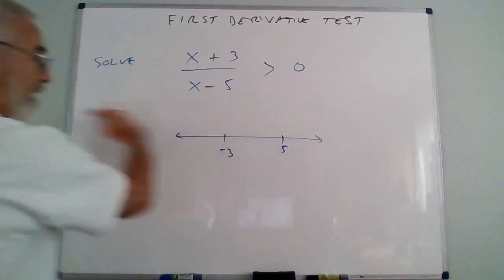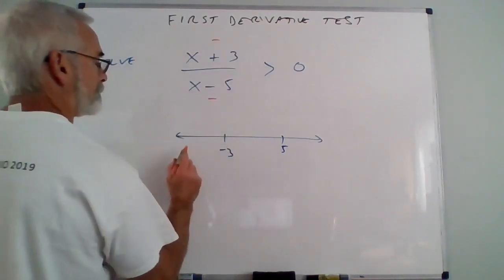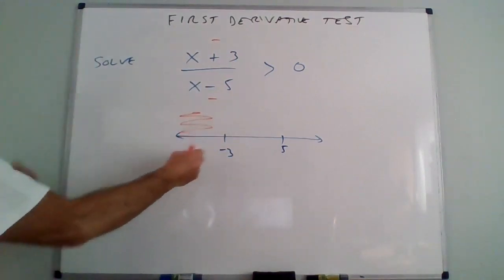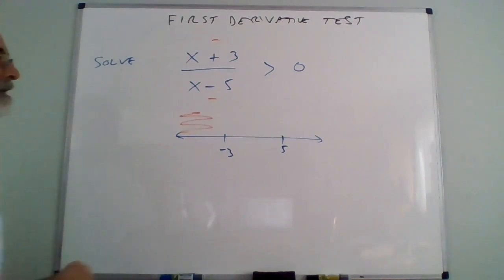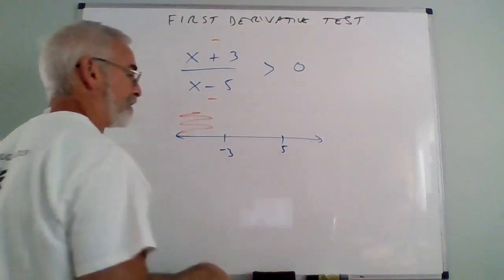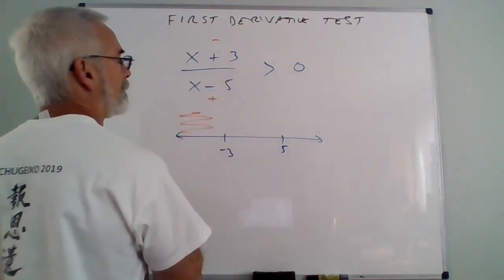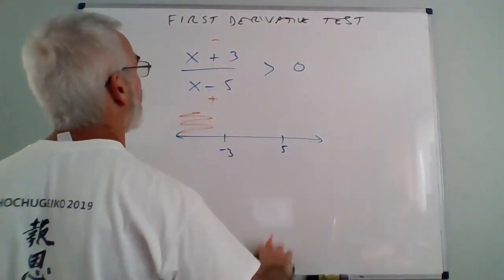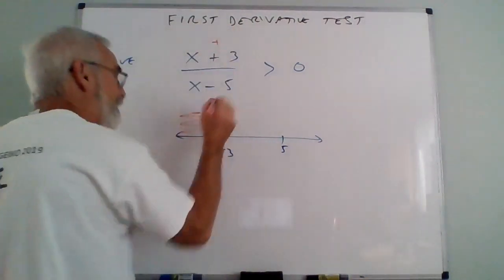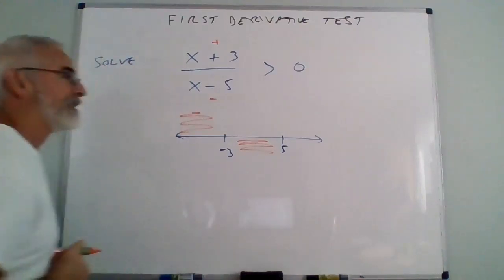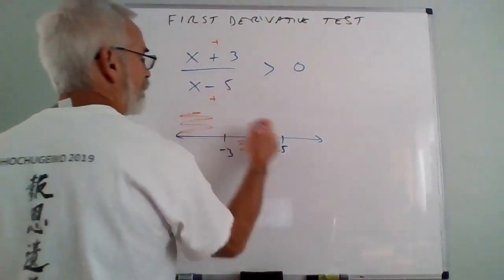So pick a number left of negative 3, like negative bazillion, and I'll be negative over negative. Meaning every number less than negative 3 will make this quotient positive. Okay? Pick a number between negative 3 and 5, like 0. I'm sorry, I said that backwards. 0, I'd be positive over negative. There we go. And I'd be down here. Now pick a number bigger than 5, like bazillion. I'd be positive over positive.